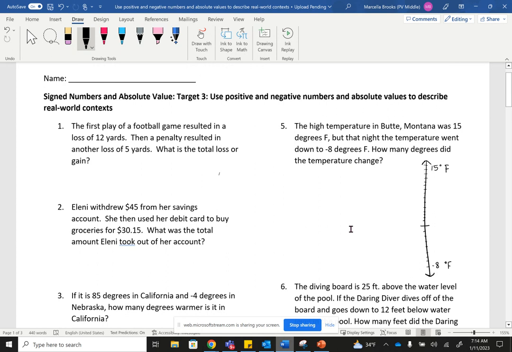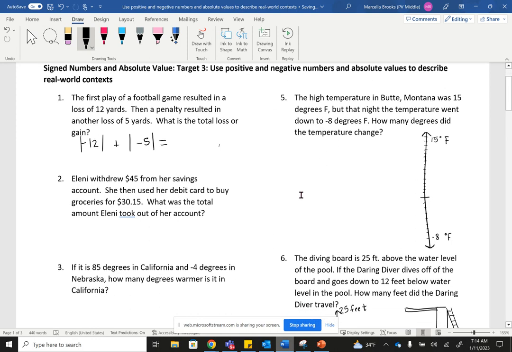Number 1. The first play of a football game resulted in a loss of 12 yards. So we know the word loss means it's going to be negative, right? And then a penalty resulted in another loss of 5 yards. So we add the absolute value of 12 to the absolute value of negative 5. And that's going to tell us how many total yards they lost.